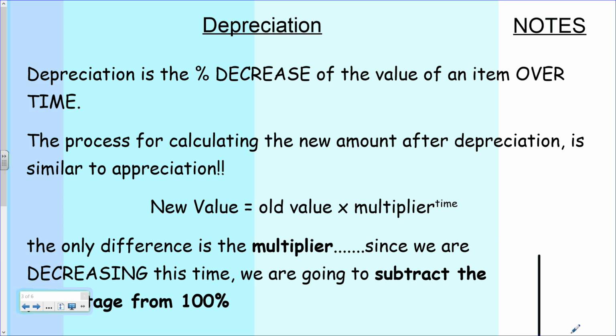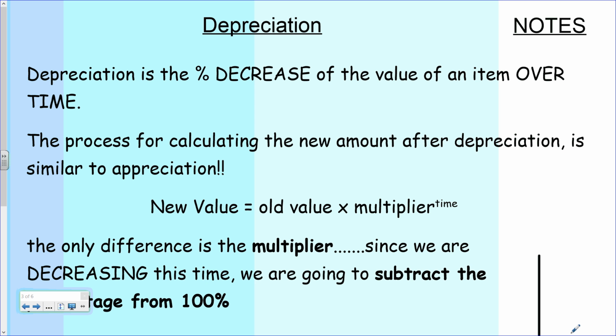Okay, so again, it will be useful for you to take notes of these explanations and examples. So you can pause this video whenever you like and take some notes down in a notes jotter or on some paper. So first of all, what is depreciation?